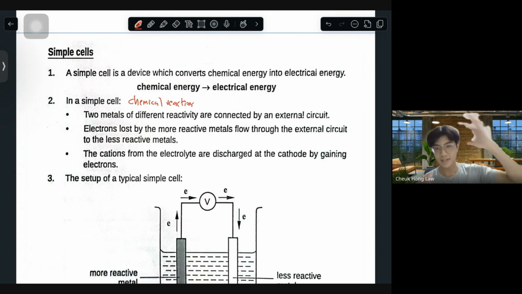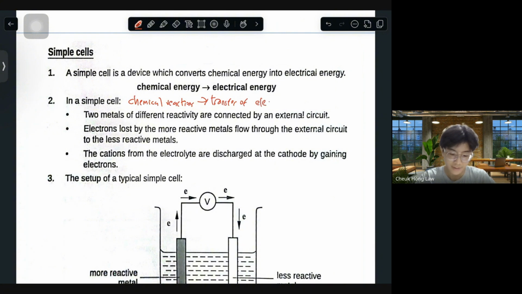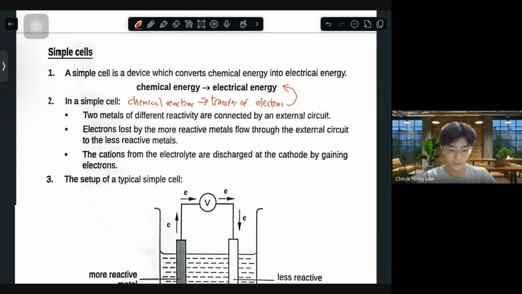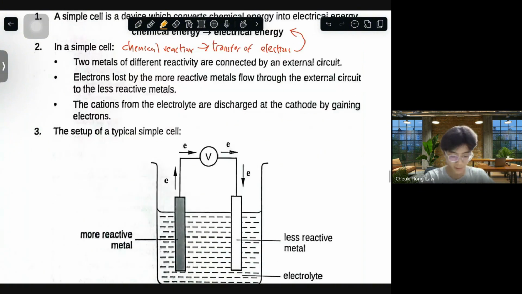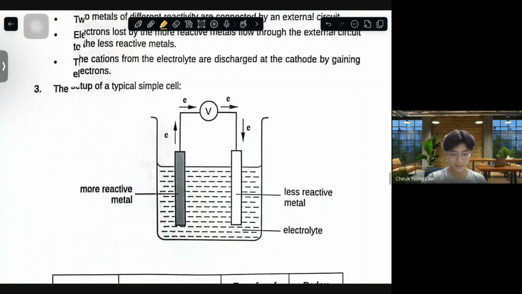And then because this chemical reaction takes place, there will actually be a transfer of electrons from one thing to another thing. And this transfer of electrons will produce electricity. Okay, simple, right? Chemical reaction causes the transfer of electrons, which causes electricity. That is how a simple cell works. Okay, so let's see how exactly the setup is.